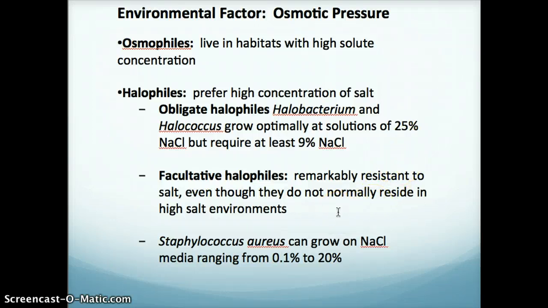We also have facultative halophiles. They are fairly resistant to salt, even though that's not their normal environment. So they can actually be okay in that osmotic pressure. And one of those that you might see in lab is Staphylococcus aureus, which can grow in sodium chloride anywhere from 0.1% up to 20%. So they actually have a very good means to survive that high salt concentration.